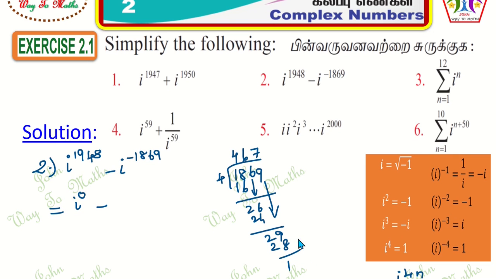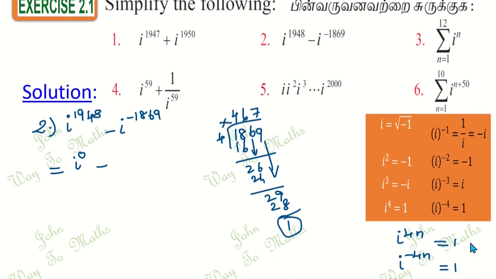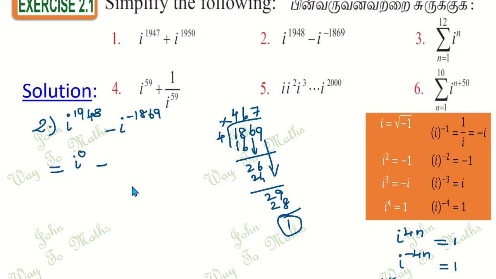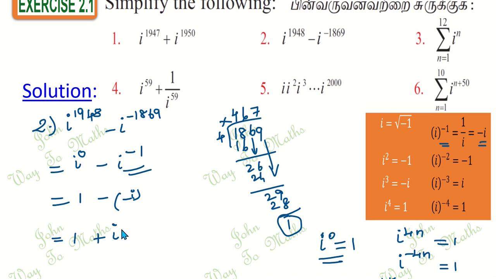So we can choose only the remainder, because it is 4 times n, and i power 4 times n becomes 1. So directly I substitute only the remainder. So i power minus remainder 1. Already we know anything power 0 is equal to 1, which means i power 0 is also 1. So you can apply this concept. i power 0 is equal to 1, minus i power minus 1, which becomes minus i. So 1 minus minus i, that is 1 plus i, is the answer for the second question.